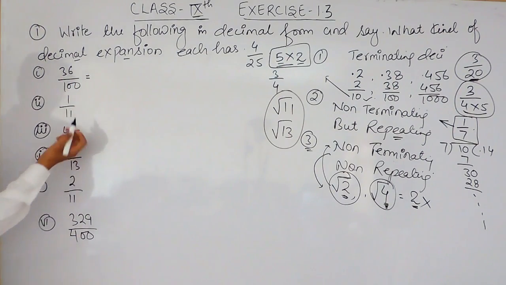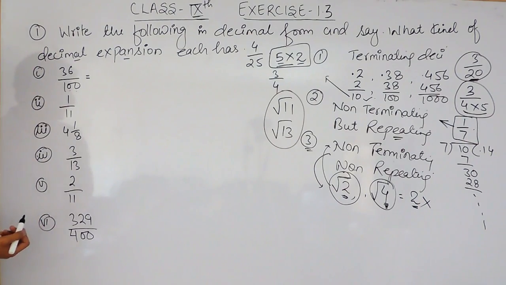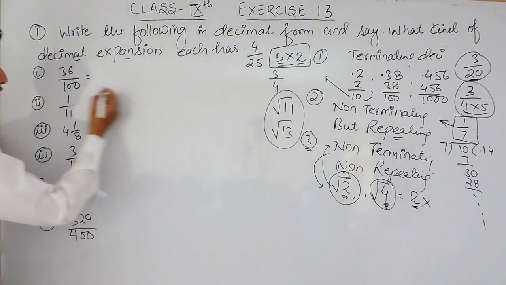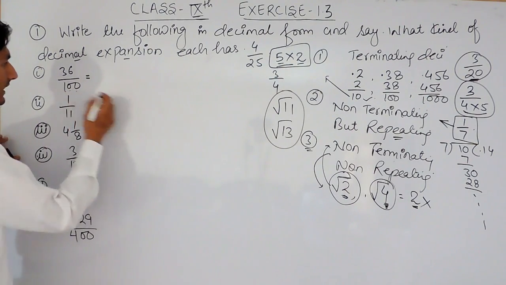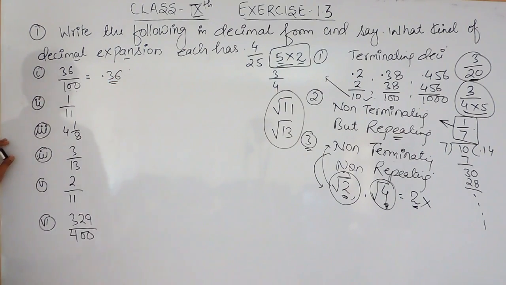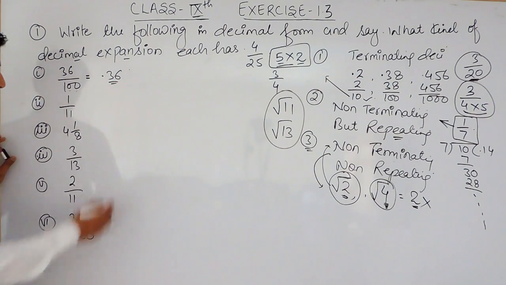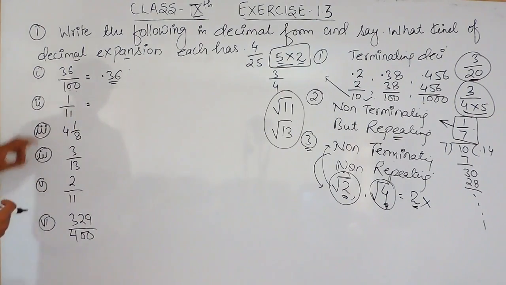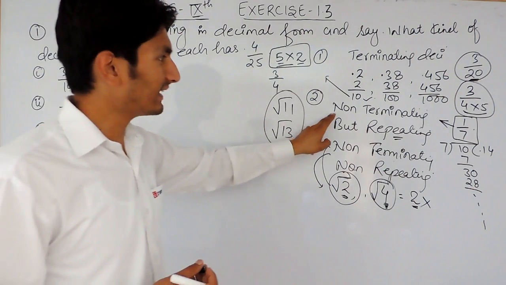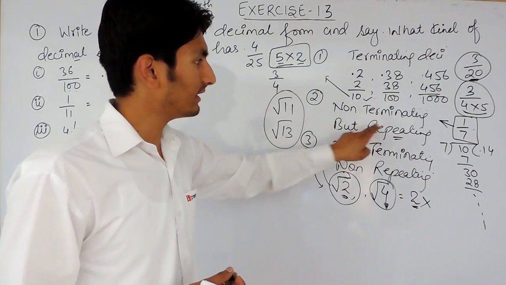So obviously in the denominator there is 100, that is a power of 5 and 2 only. So obviously this will terminate itself, and this is 36 upon 100, so 0.36 will be its decimal expansion. Now this is 1 upon 11. There is no 2 and no 5 in the denominator. So in this case, this will be in the second category, that is non-terminating but repeating.